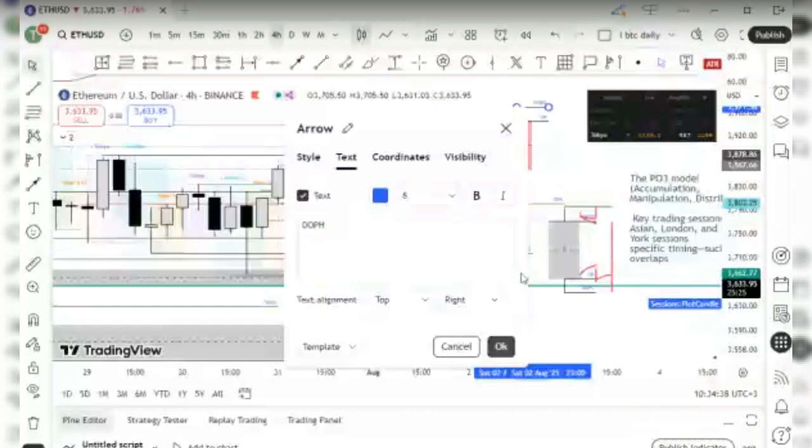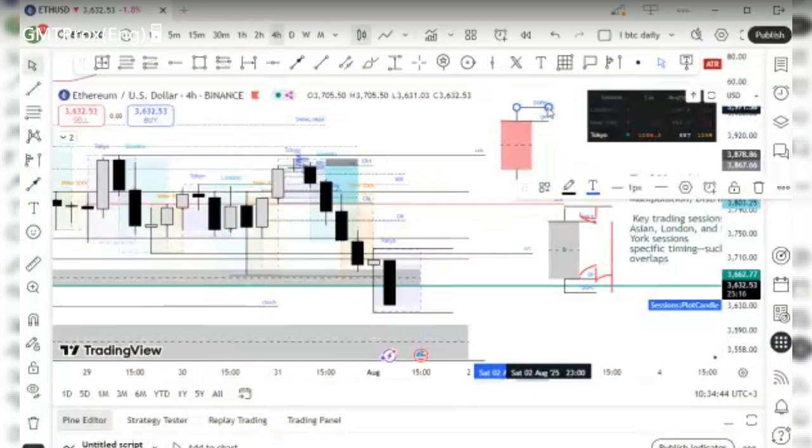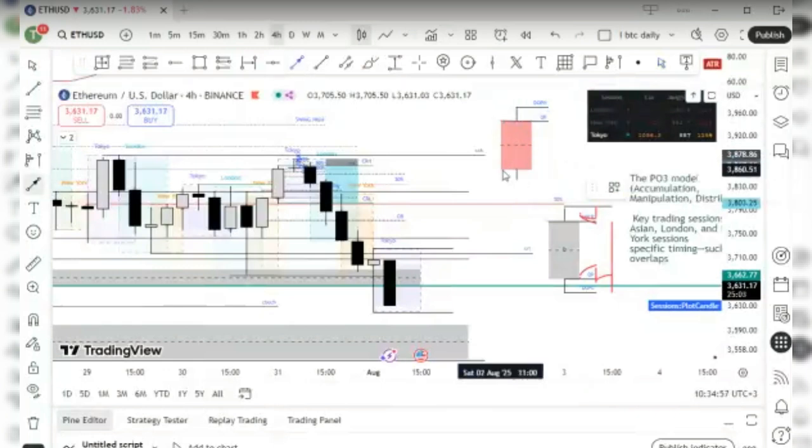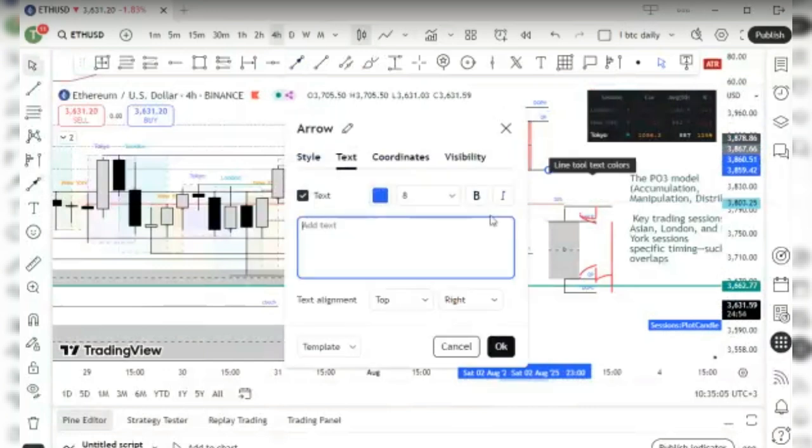Now it means we started here, but price created a high, then started moving down. So a daily close price is this one here. This is our daily close price. So we name it our daily close price.